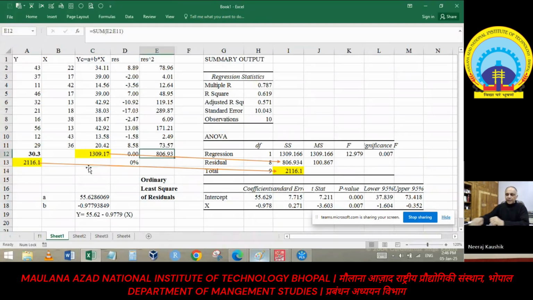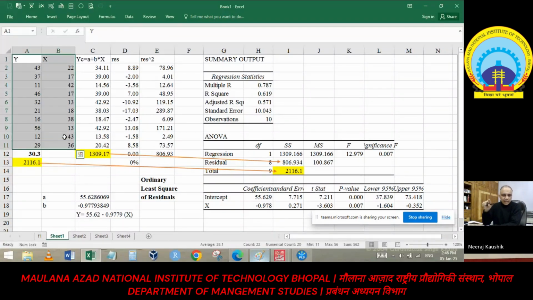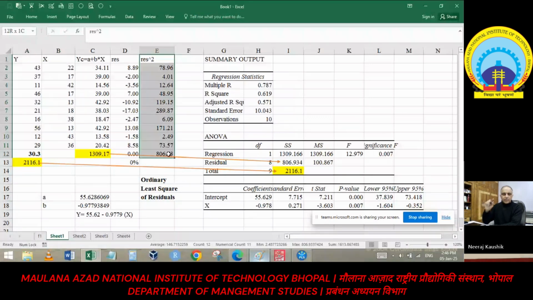Let me explain what I'm saying. You take X and the Y series, use any algorithm, MLE, PLS, etc., predict the Y, get the residual, and get the square of the residual. By the OLS method, this will be the least value.